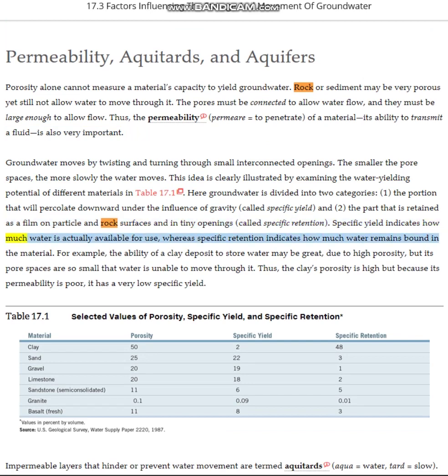Specific yield indicates how much water is actually available for use, whereas specific retention indicates how much water remains bound in the material. For example, the ability of a clay deposit to store water may be great, due to high porosity, but its pore spaces are so small that water is unable to move through it. Thus, the clay's porosity is high, but because its permeability is poor, it has a very low specific yield. Table 17.1 Selected values of porosity, specific yield, and specific retention.